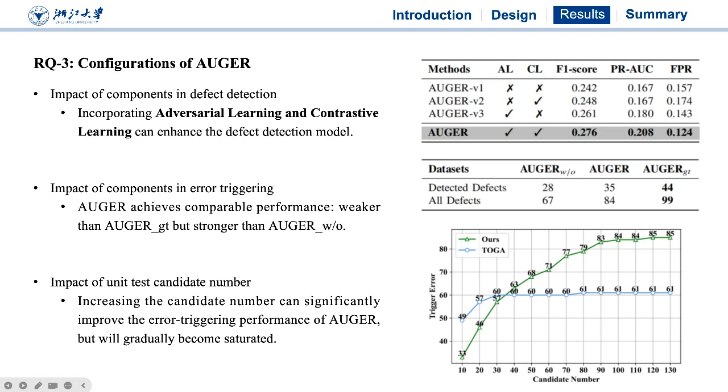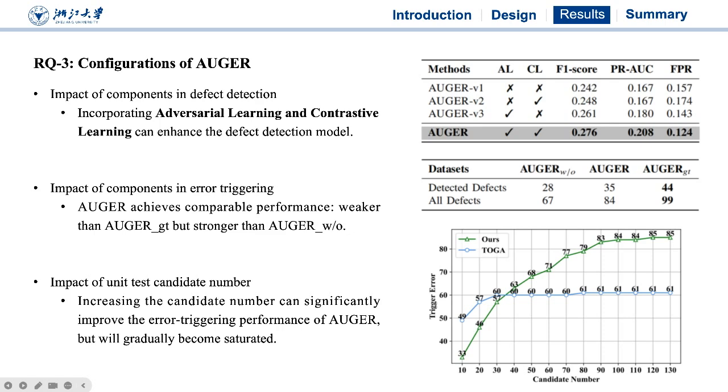Finally, we evaluated the impact of the number of candidate test cases. We observed that as the number of candidates increased, the performance of Augur would gradually improve, but after more than 100, the performance would gradually reach saturation.